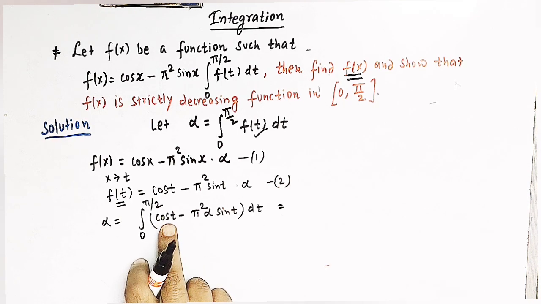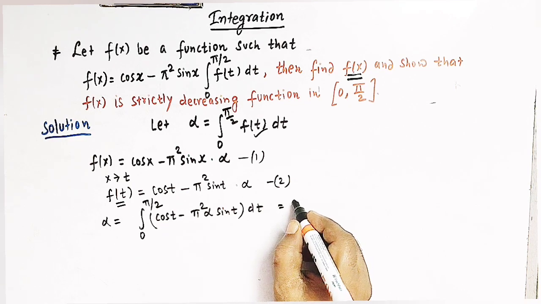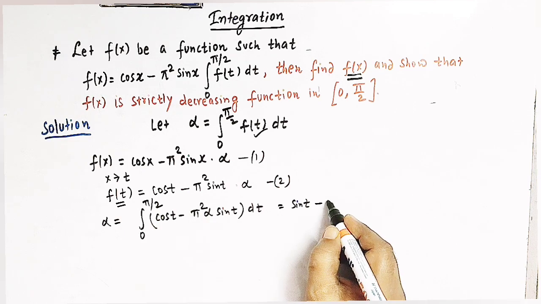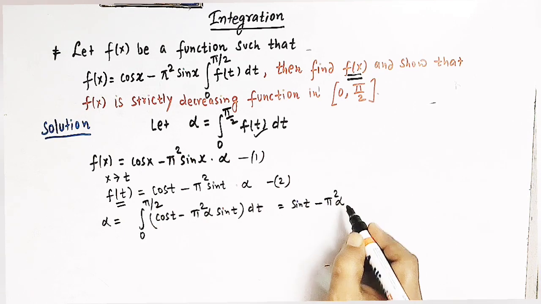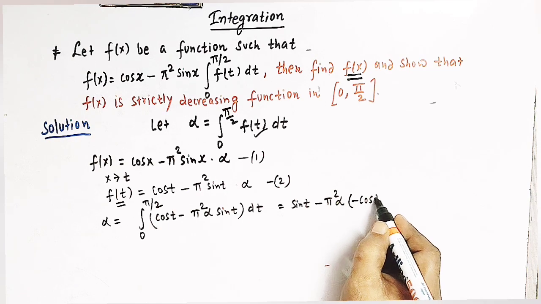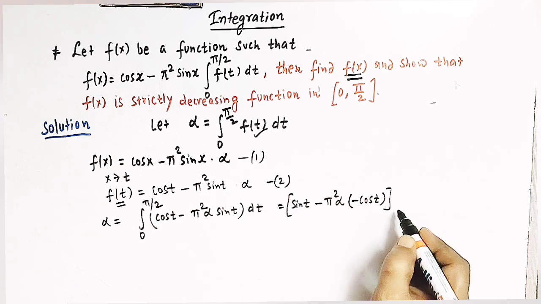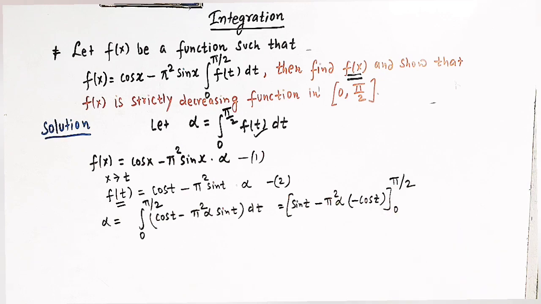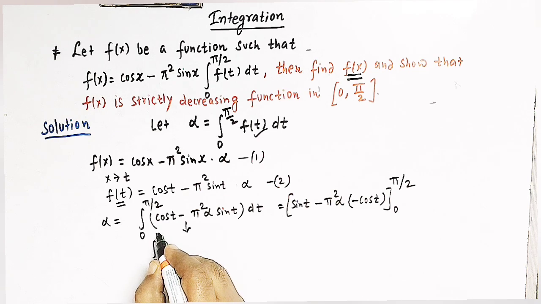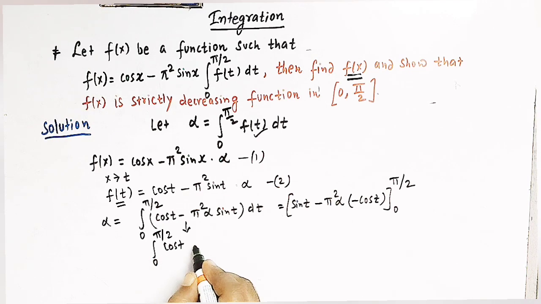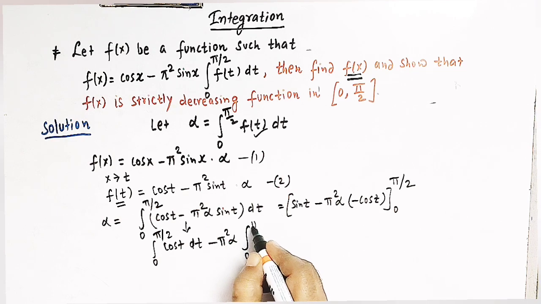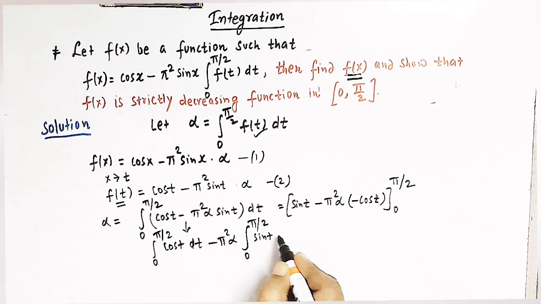Now the integral of cosine t is simply sine t, and here pi square alpha is a constant, so we can now write pi square alpha, and the integral of sine t is minus cos of t, and the limits of integration are from 0 to pi by 2. So in other words, we can also write this equation as the integral from 0 to pi by 2 of cos t dt, and then we have pi square alpha times the integral from 0 to pi by 2 of sin t dt.